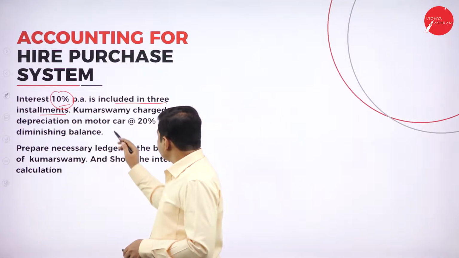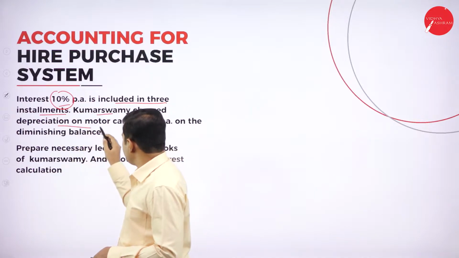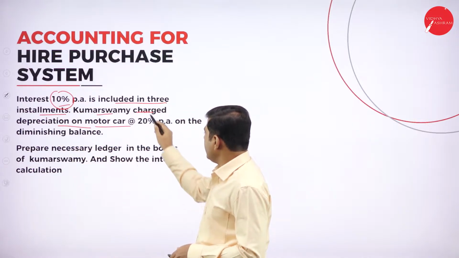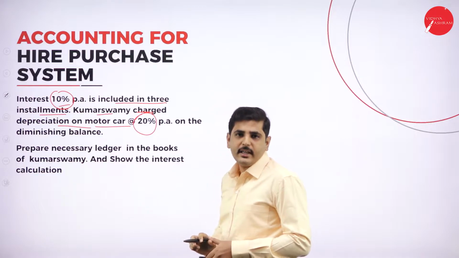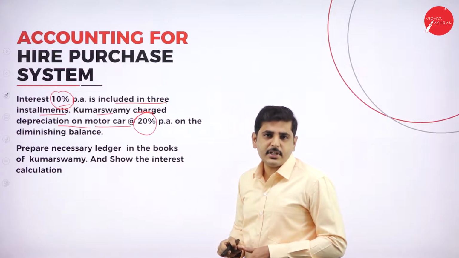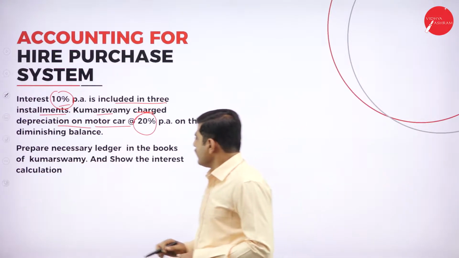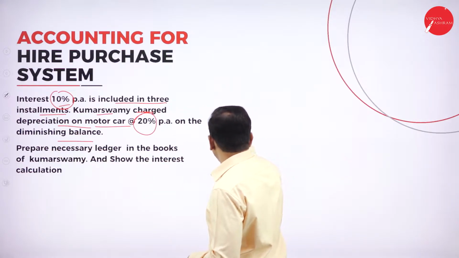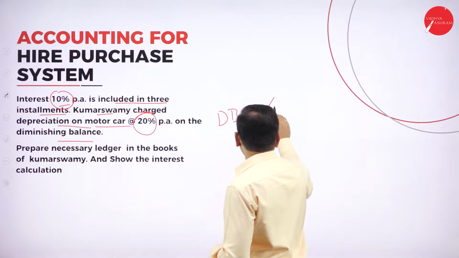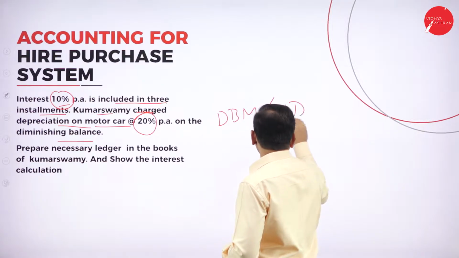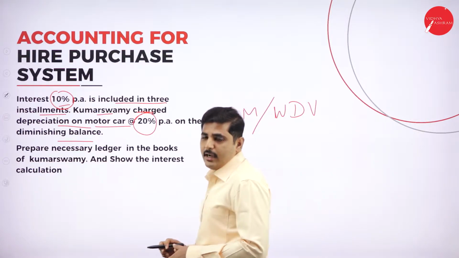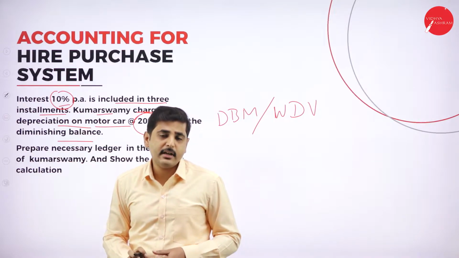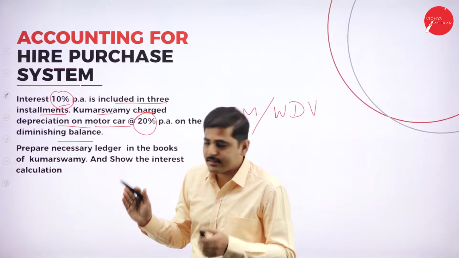Kumaraswamy charged depreciation on the motor car at 20%. So, every year, Kumaraswamy is charging depreciation at 20% per annum on the diminishing balance method. See, diminishing balance method, DBM, written down value method or WDV, all are the same. Written down value method, diminishing balance method, reducing cost method, all are the same.